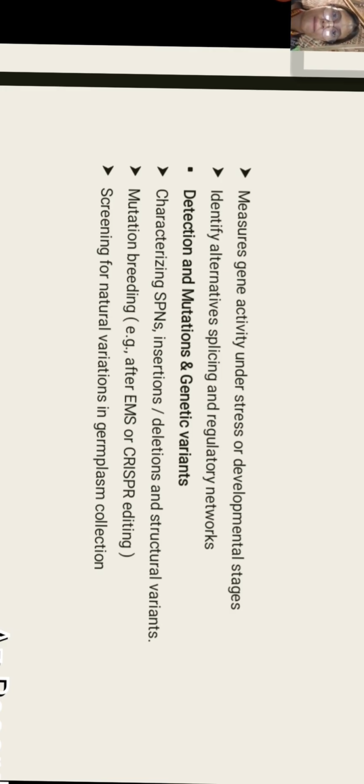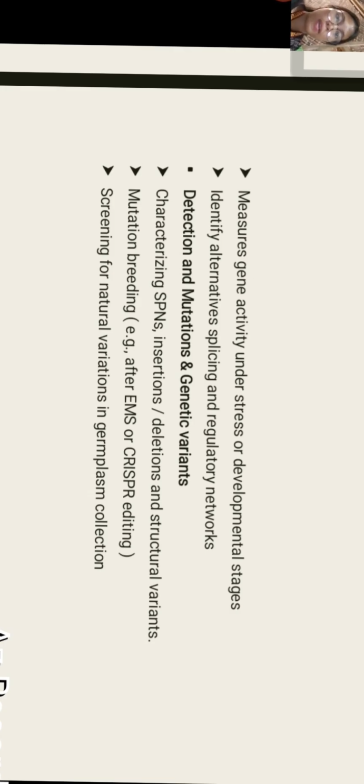Next is mutation breeding. Mutation breeding means creating new traits by changing the DNA on purpose. Two common ways. EMS, a chemical that creates random mutations everywhere in the DNA. Scientists then search for useful changes. Then CRISPR gene editing cuts and edits a specific gene. Very precise, like editing text in a document.